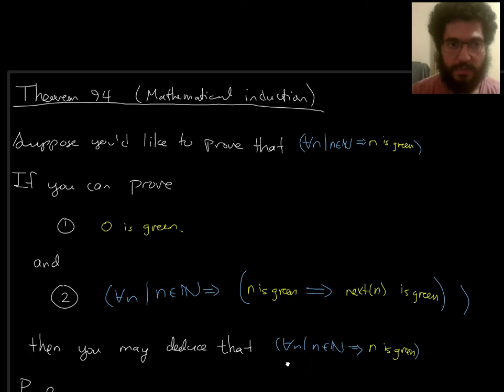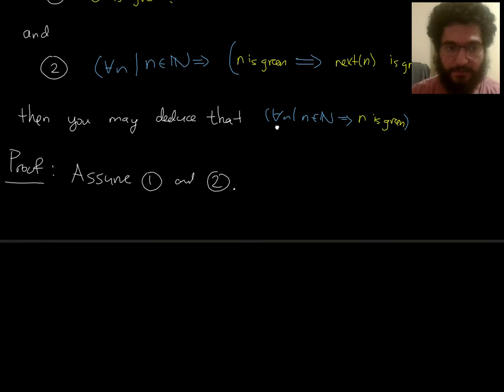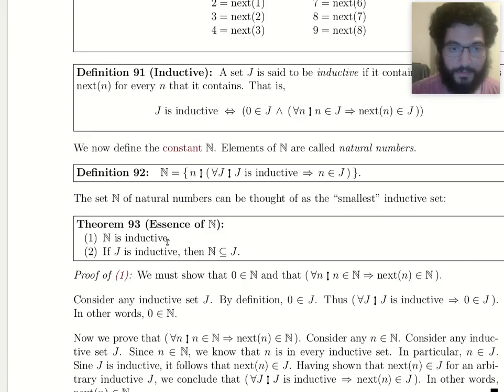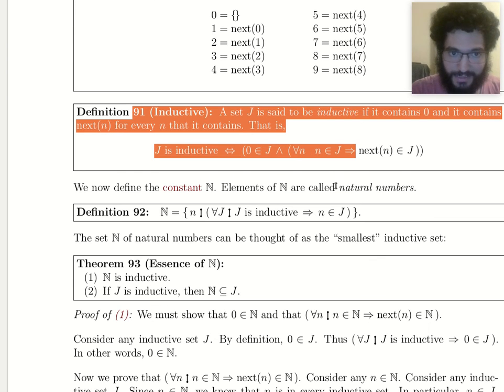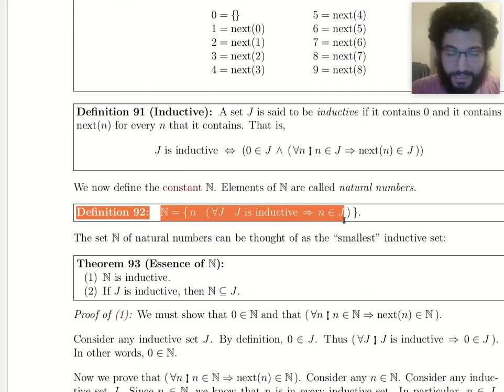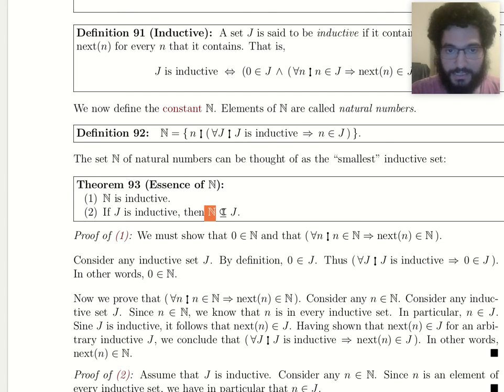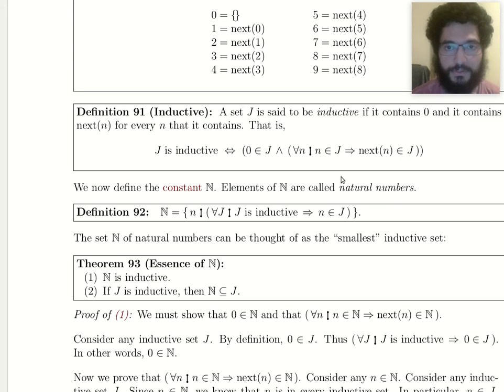And this is Theorem 94, so let's remind ourselves of what we actually have available to us. It's not that much. Here's Theorem 94. We have basically just the definition of inductive, the definition of n, and the fact that n is inductive, and that it's contained in any inductive set. That's pretty much it. So those are the tools that we have to use.